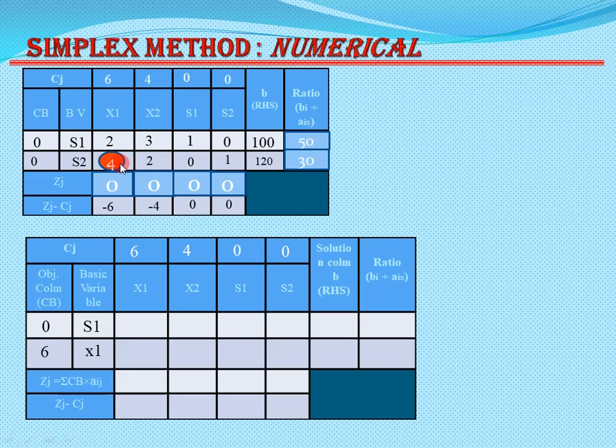Now we have to convert this pivot element to 1, so we have to apply the row transformation. For row transformation, the first row we define as R1 and the second row as R2. Now to convert this pivot element to 1, we have to divide the R2 row by the pivot element, that is 4. So we can write R2 = R2/4. And to convert the remaining element in the key column to 0, we apply the row transformation R1 = R1 - 2/4 × R2.